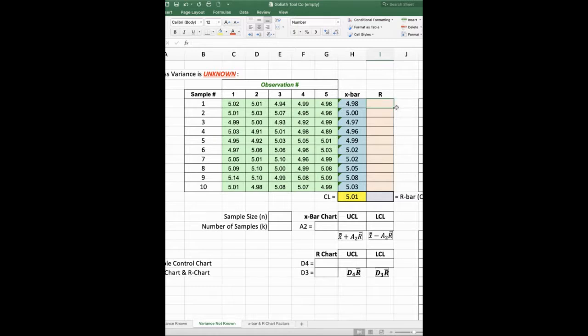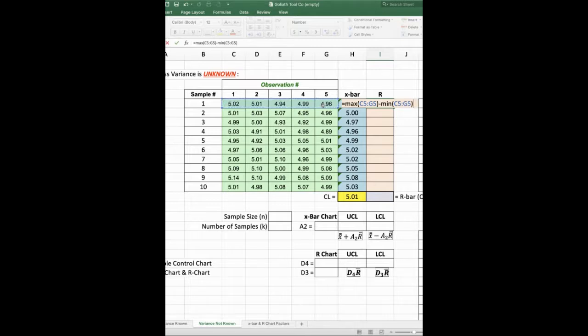And maybe you remember how a range is computed. The range is always going to be the maximum value of these 5 cells. It's always the largest minus the smallest, or the minimum, of those 5 cells.